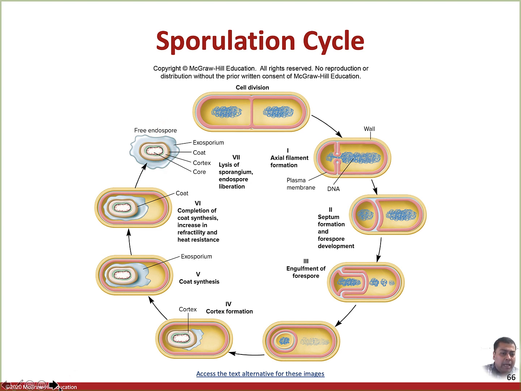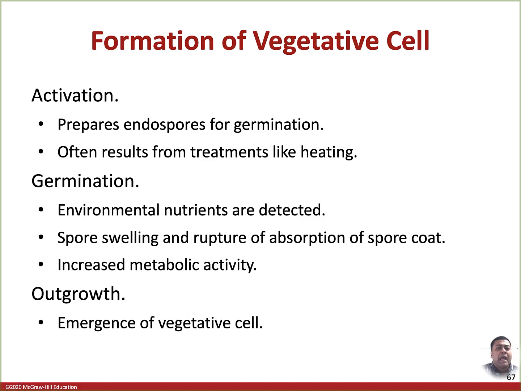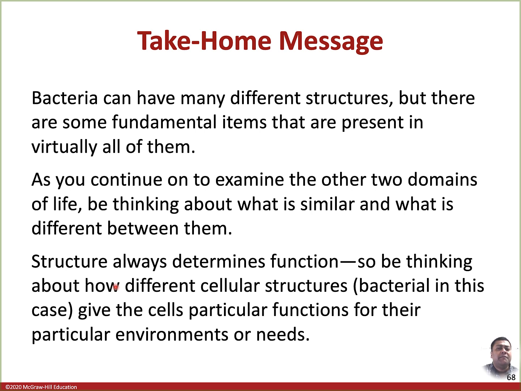So we are going to take a look at how this happens. The activation prepares the endospore for germination and often results from treatment like heating. The germination can happen when environmental nutrients are detected. Sometimes, if there is water, simple water can be absorbed by the endospore and it swells, ruptures, and increases its metabolic activity. Outgrowth is the emergence of the vegetative cell, which will grow and carry out its normal function.